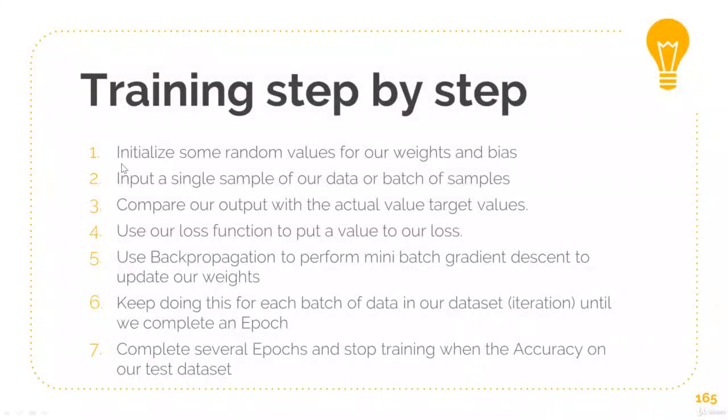Just to reiterate the steps, we initialize some random values for our weights and biases. We input a single sample, or perhaps a batch of samples, of data. We then compare our outputs with the actual target values. We use those values to calculate our loss values based on a loss function here. We then use backpropagation to perform mini batch gradient descent to update our weights.